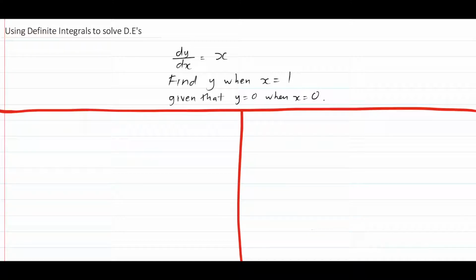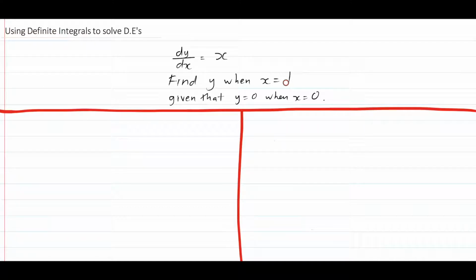Let's have a look at this type of question. Then I'll show you the traditional way and I'll show you the shortcut way. Right, so this type of question is going to give you a differential equation. You're going to start off with dy/dx equals some kind of function. We'll call that x for now. And then they're going to give you an initial condition. So given that y equals 0 when x equals 0, find a specific y value when x equals 1.